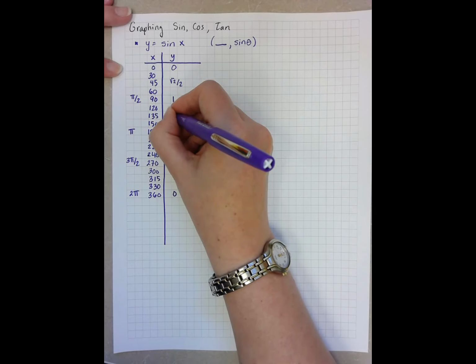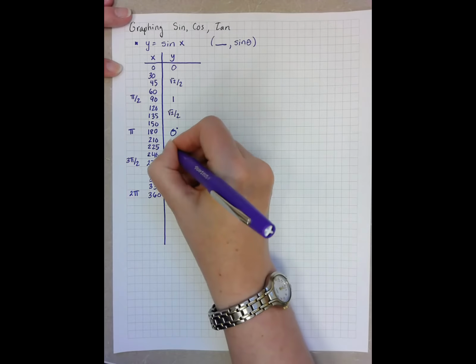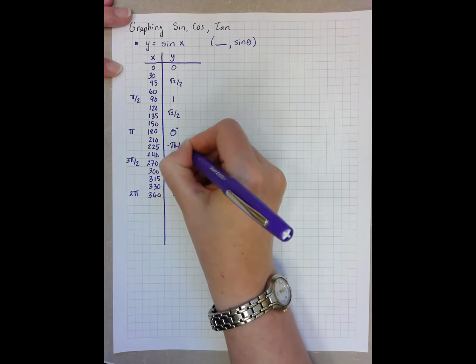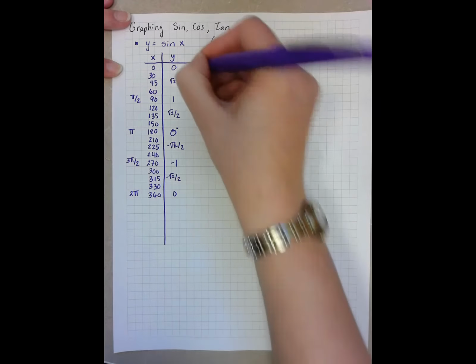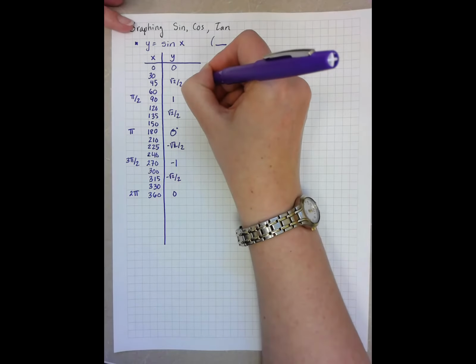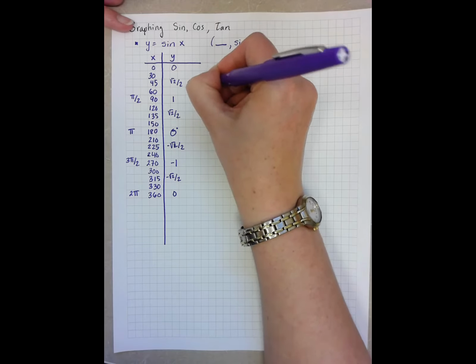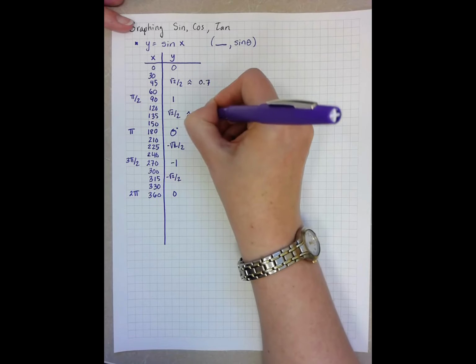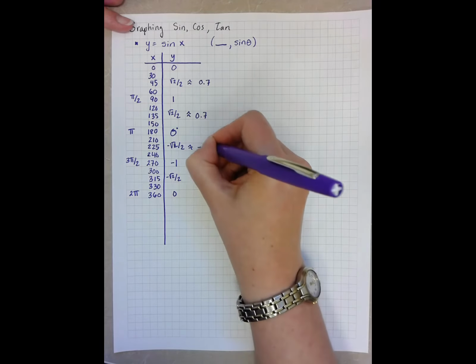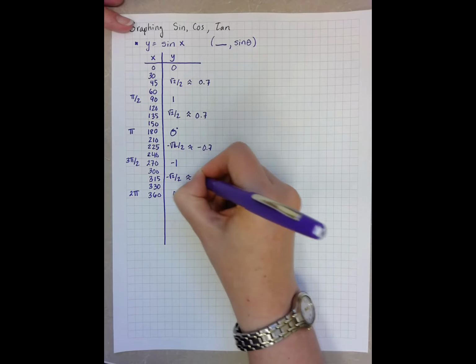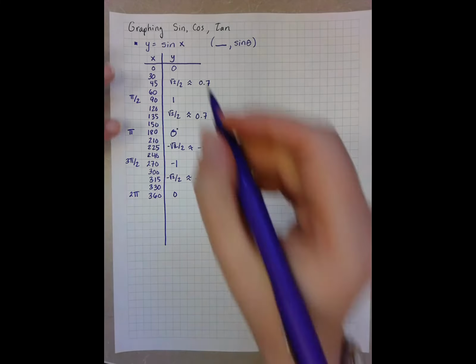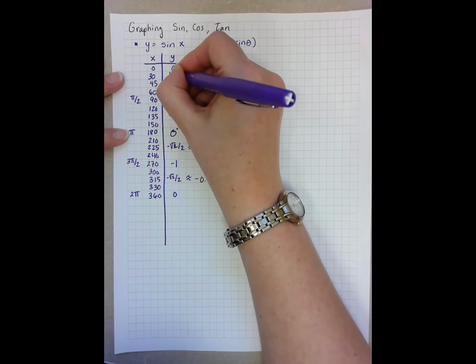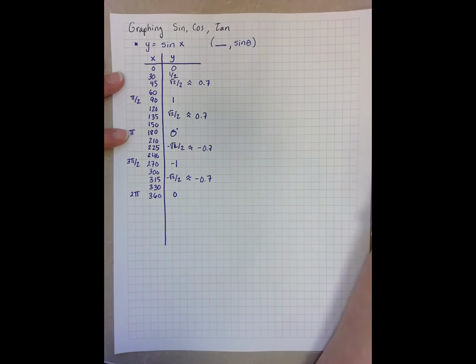Sine is positive in the second quadrant, but it is negative in the third and the fourth. And if I get an estimated value here, this is approximately 0.7, approximately 0.7, approximately negative 0.7, and approximately negative 0.7.